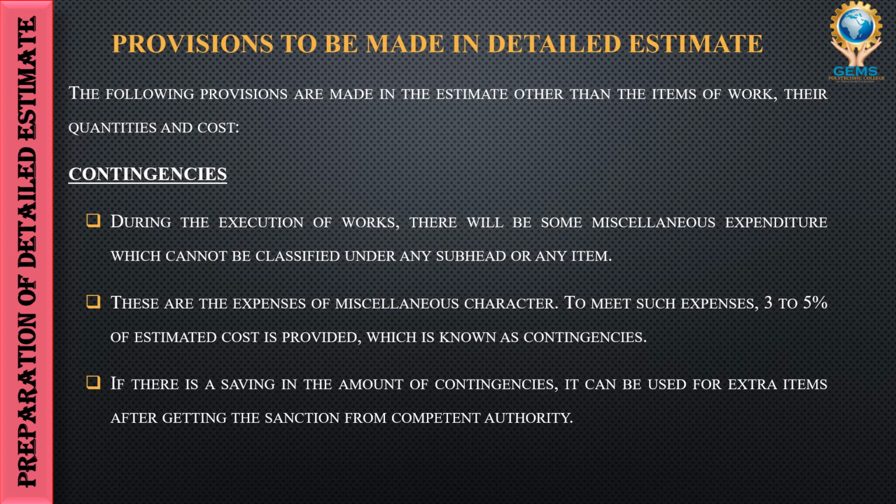So how much percentage do we need to add? 3 to 5% of the estimated cost we need to provide for contingencies. Then the third point: if there is a saving in the amount of contingencies, it can be used for extra items after getting the sanction from the competent authority. So it is nothing but, if we have some amount left in contingencies, it can be used for extra purposes.